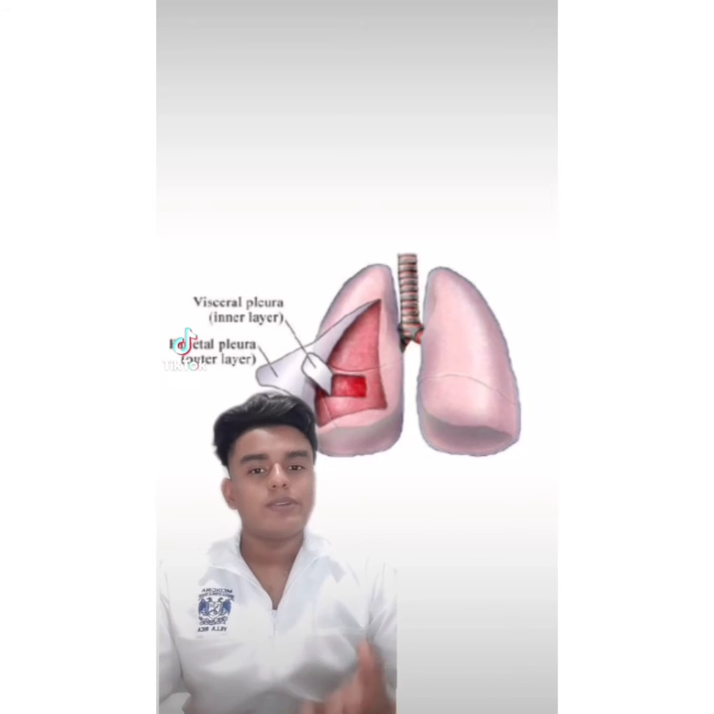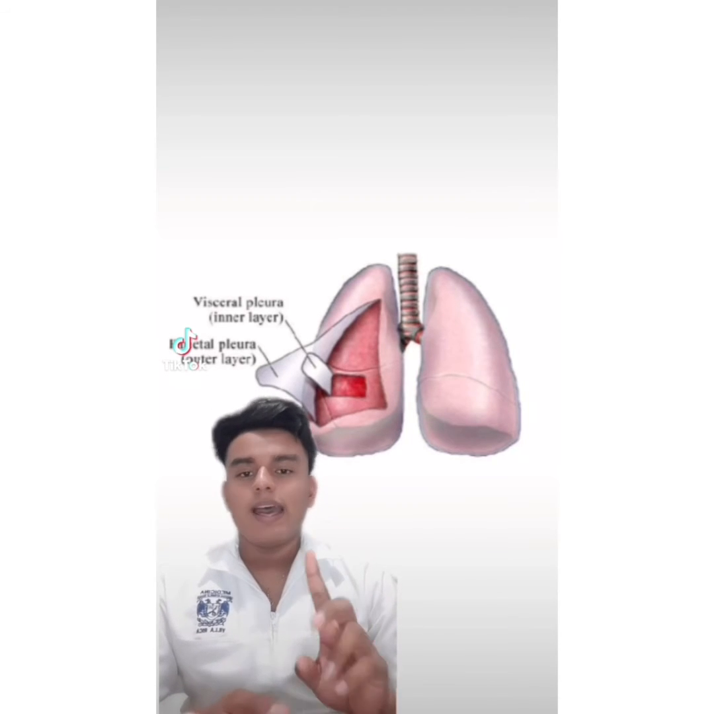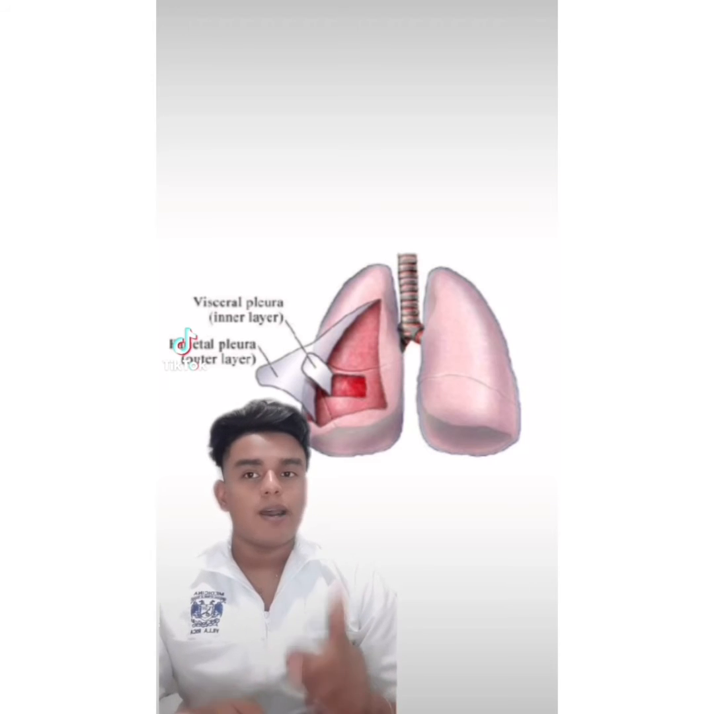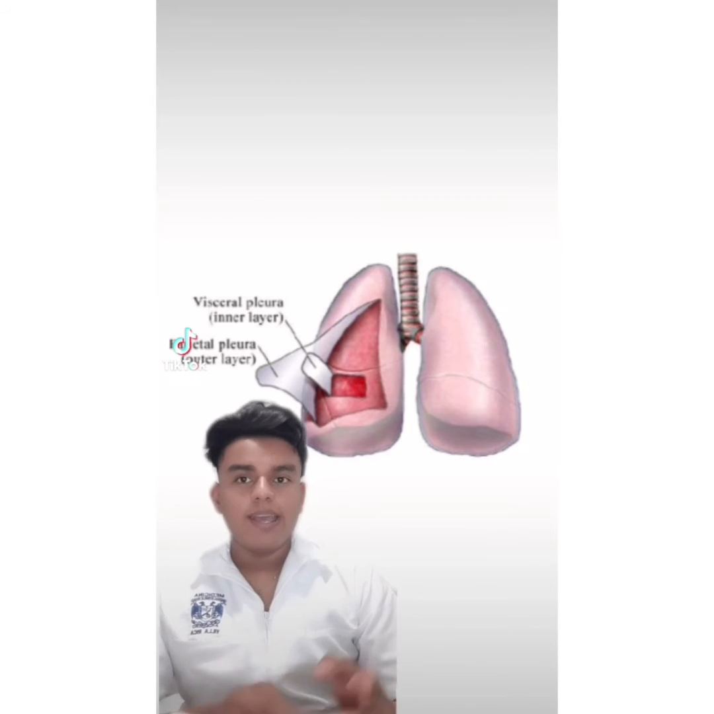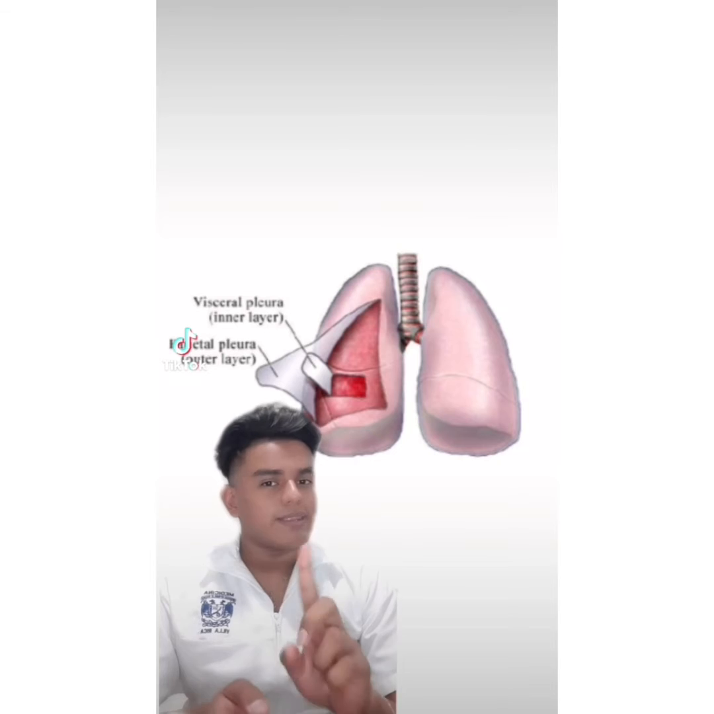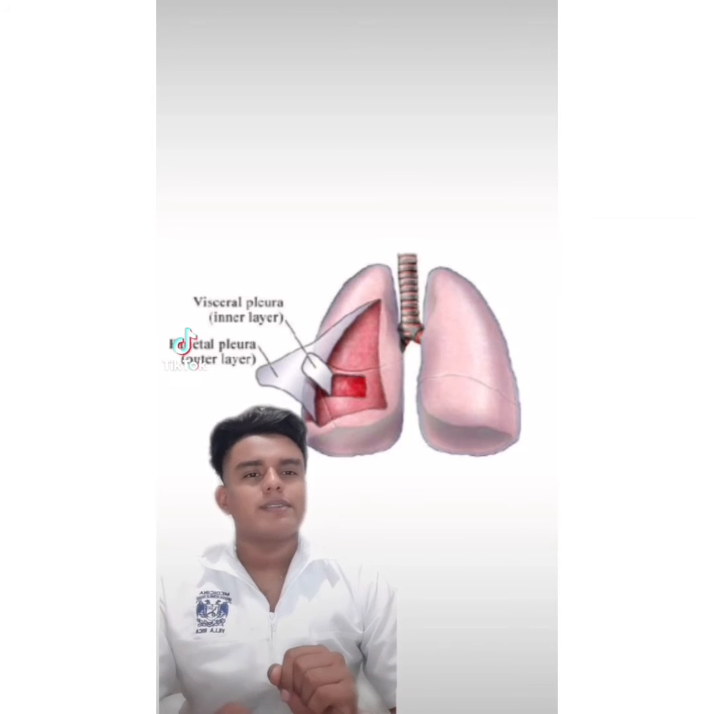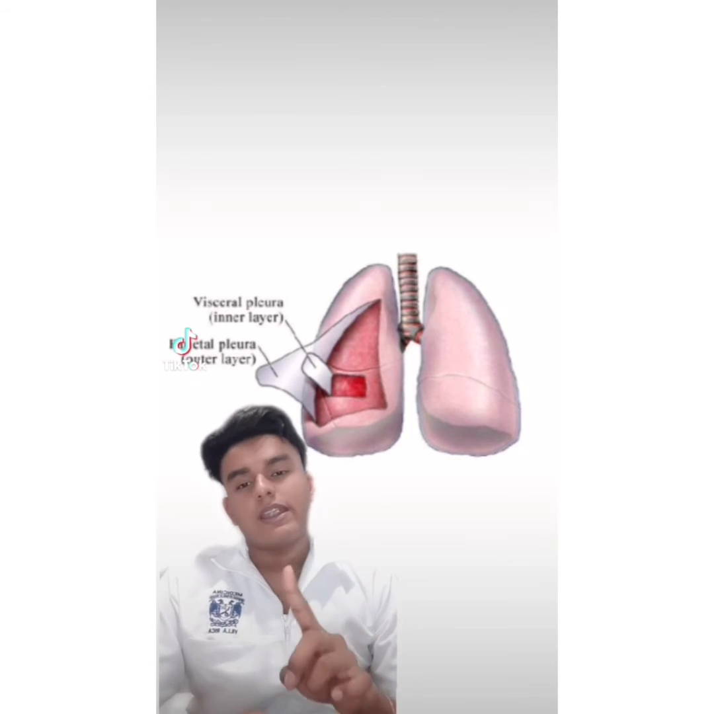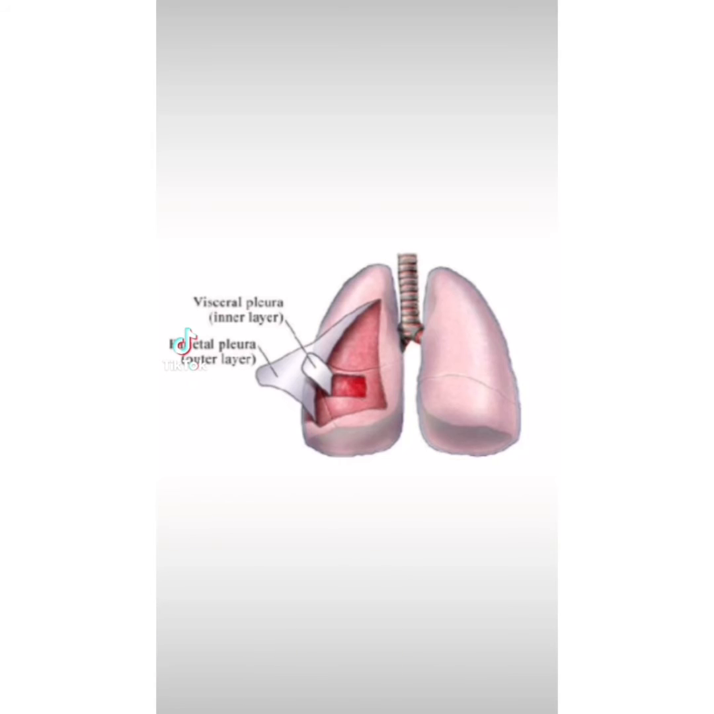Well, since we know that we have two pleurae, I will start by talking about the parietal pleura. It has several names, because of the walls with which it is associated. The pleura related to the ribs and the intercostal space is called the costal part. The pleura that covers the diaphragm is the diaphragmatic pleura.